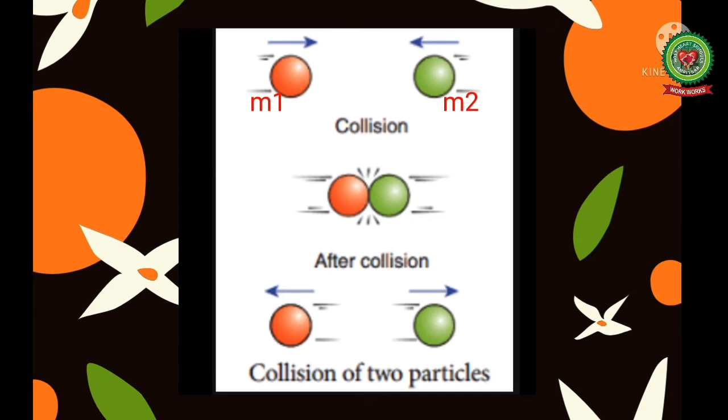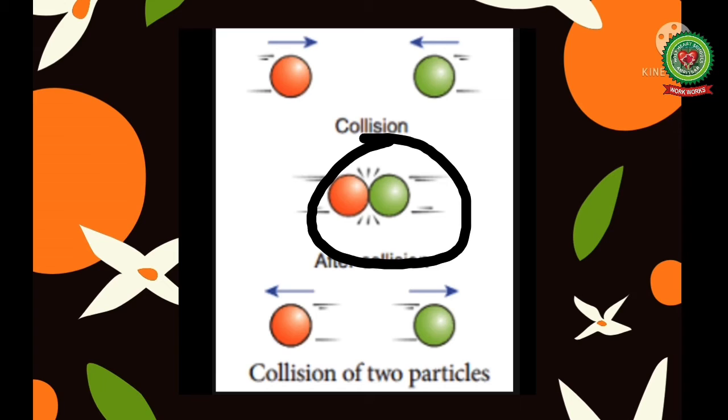Consider m1, m2 as masses of two bodies A and B moving in the same direction along a straight line. Let their velocities be u1 and u2 respectively. They collide and they are in contact for a small interval of time delta t. Their velocities change to v1 and v2 respectively.